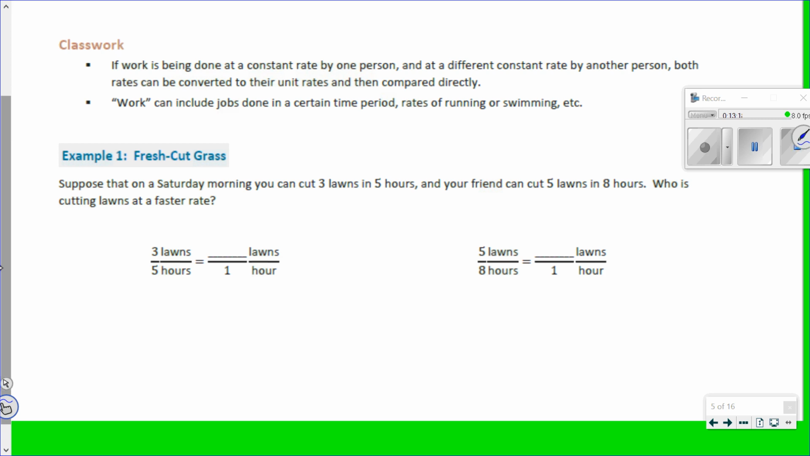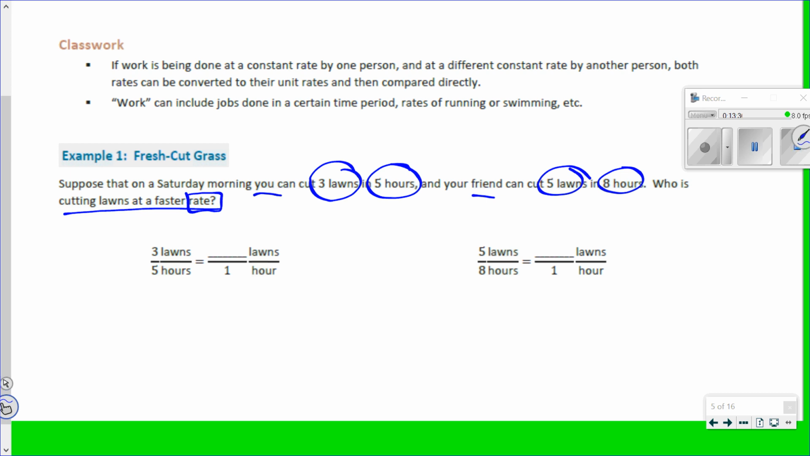Okay, on this one, on a Saturday morning, you can cut 3 lawns in 5 hours. Your friend can cut 5 lawns in 8 hours. Who is cutting lawns at a faster rate? So they already set up the proportion for us on this first one. How do I go from 5 to 1? So guess what I'm going to do to the 3?